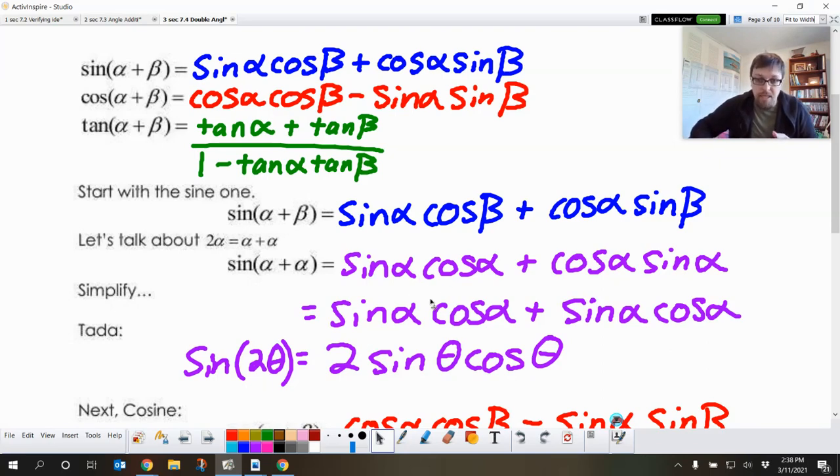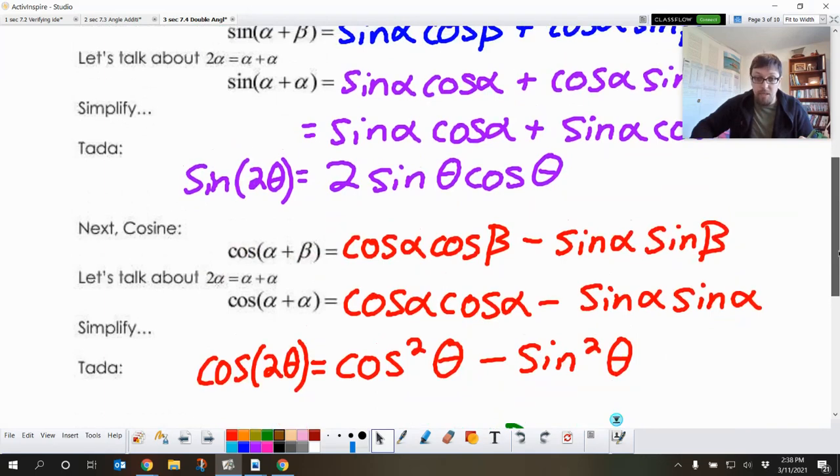Well, what you end up getting is, instead of these two things that we couldn't put together, you get these things that you can put together. So this is identical to that. So our sine double angle is just 2 times the sine of that angle times the cosine of that angle.